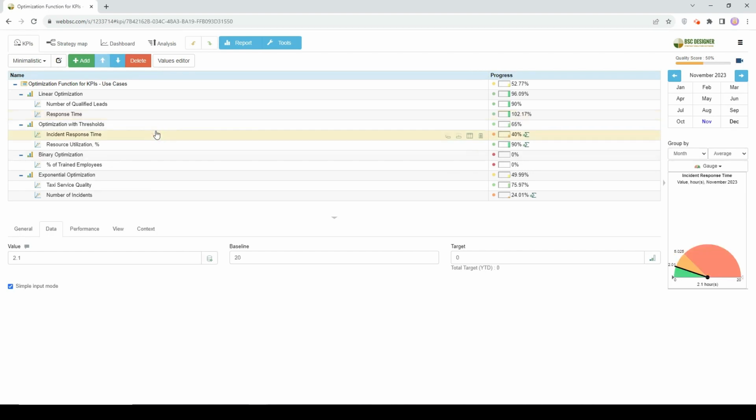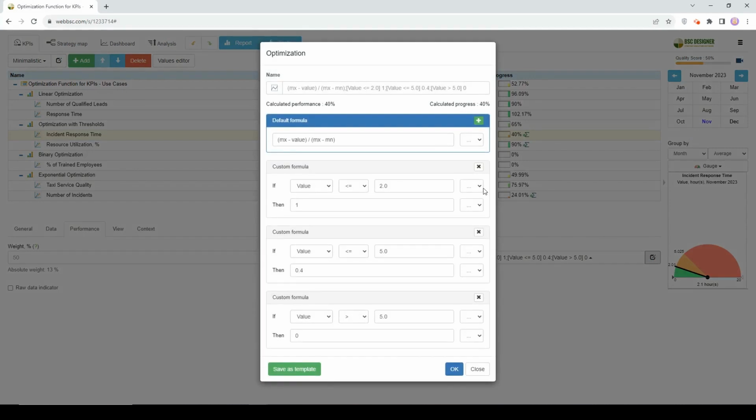In some cases, the context of measurement implies specific thresholds, indicating state levels that correspond to certain performance. Consider the incident response time indicator. Let's explore how its thresholds are configured. There are 3 thresholds. All responses faster than 2 hours are considered as 100% performance. Any response within the interval between 2 and 5 hours is considered as 40% performance. And responses slower than 5 hours are considered 0% performance.